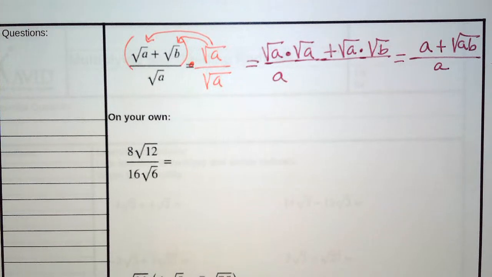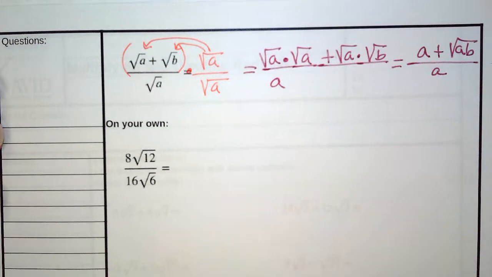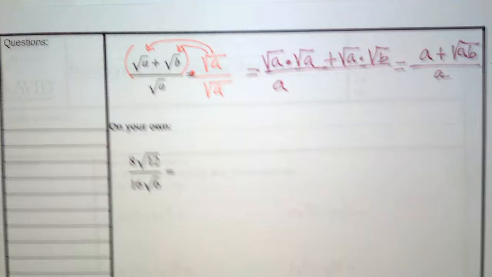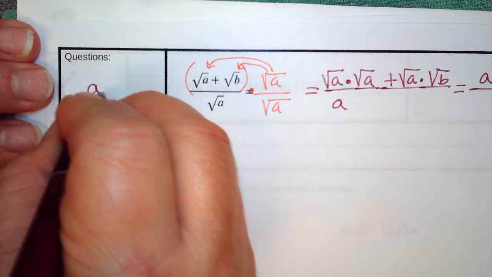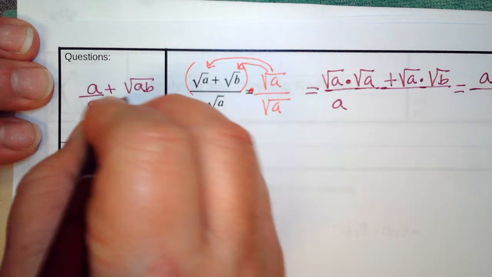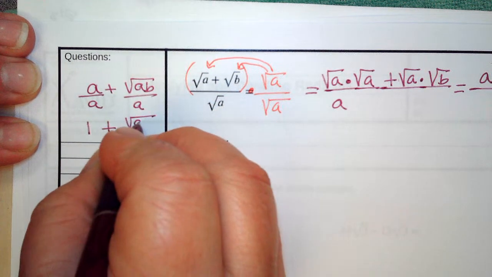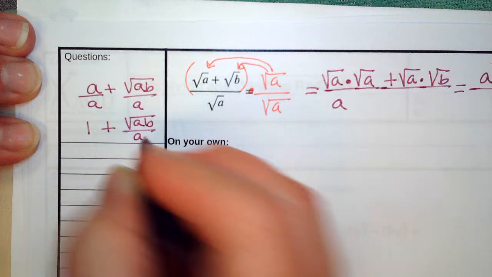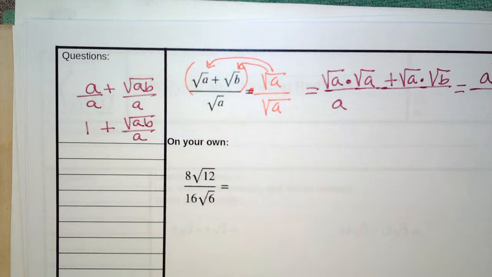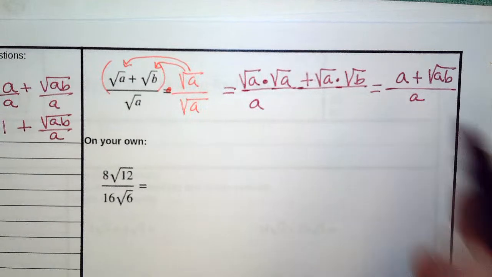Now, if you wanted to, you could separate this, but what we have is perfectly fine. If you wanted to separate it, you would have the a plus the square root of ab, both of them divided by a, and you would have 1 plus the square root of ab over a. Either way works. Both of them are equally good, so you can have the 1 over here, or you can leave it as the fraction here.